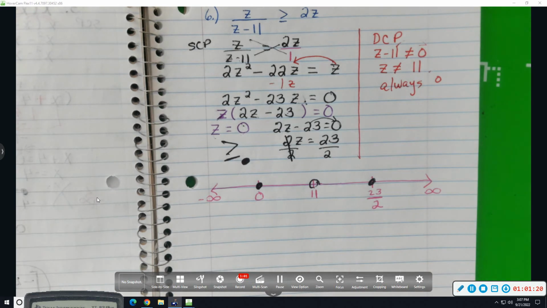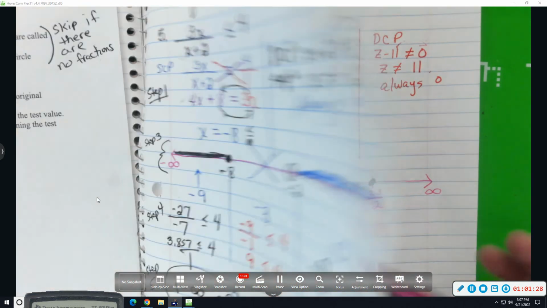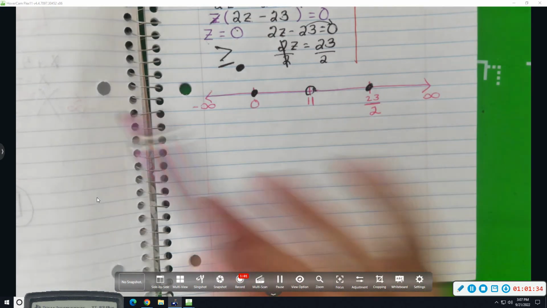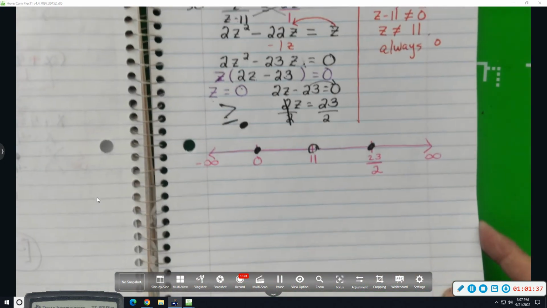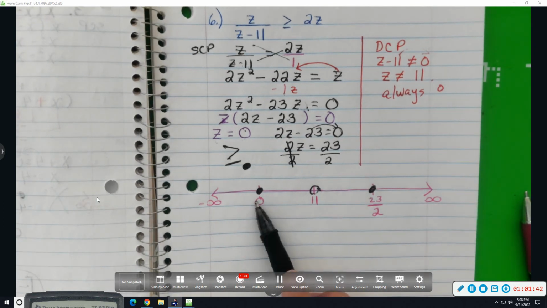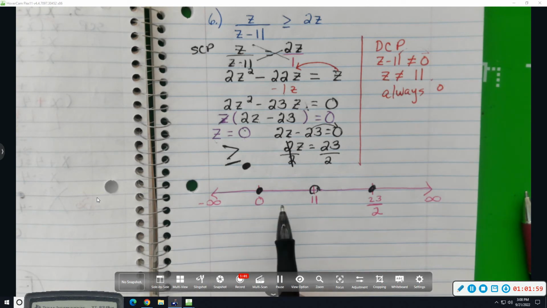Okay, so now we had some factoring in here, right? We had to factor that z out, but there were no repeated factors. We didn't get two sets of parentheses with the same thing in it. In fact, we just had one set of parentheses. So it's going to alternate, but I can't use 0 as the test point. Why? Because it's a cut point. So use any number other than 0, 11, and 23 over 2. I think I'm going to use 1 as a test point.